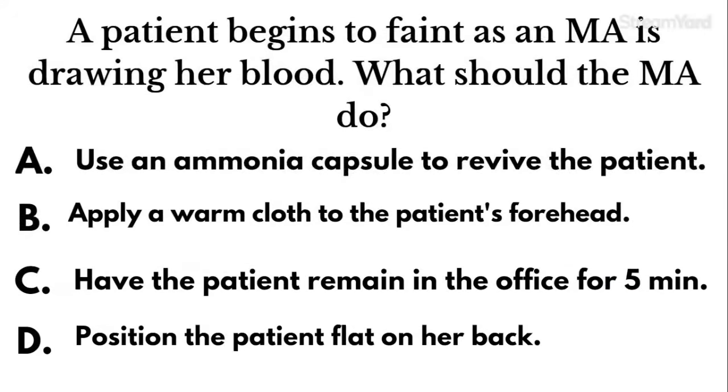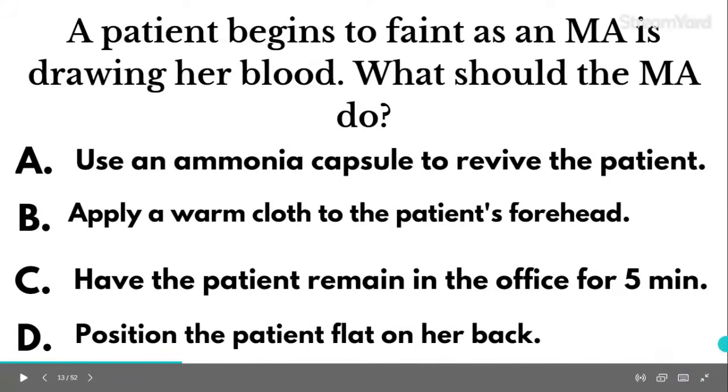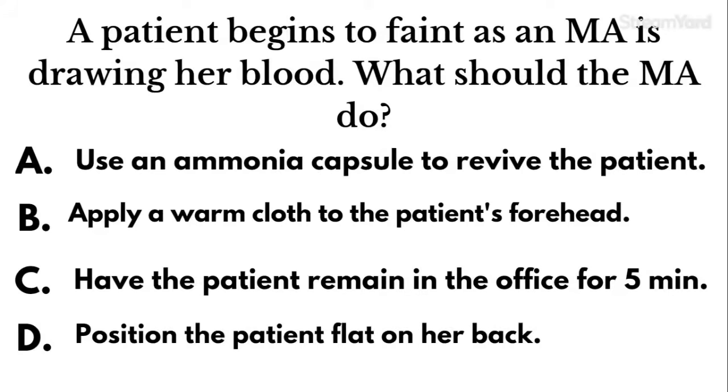Okay, next question. That's correct, Veronica. She says to warm the fingers first. A patient begins to faint as a medical assistant is drawing her blood. What should the MA do? Use an ammonia capsule to revive the patient, apply a warm cloth to the patient's forehead, have the patient remain in the office for 5 minutes, or position the patient flat on her back.